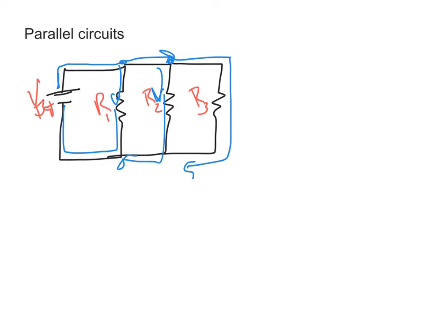Now, how much comes out of the battery is determined by the total resistance of the circuit and the voltage of the circuit. Ohm's Law, V equals IR. That's what helps us determine the total current. Now, once that total current comes out of the battery, when it gets here, some of it has to go this way, some of it has to go that way.